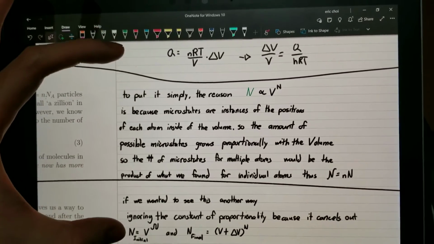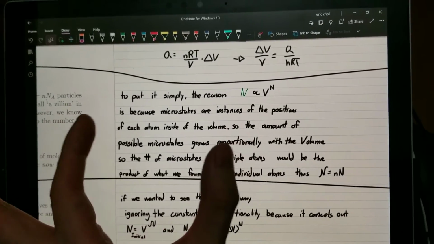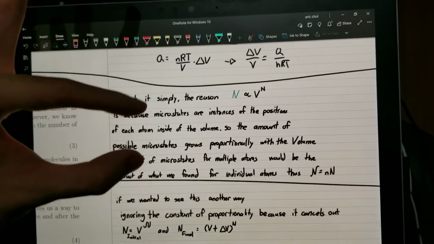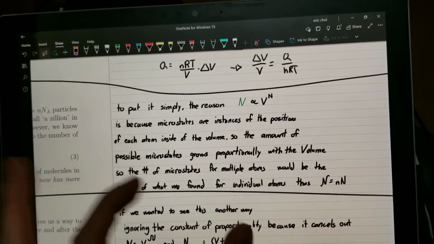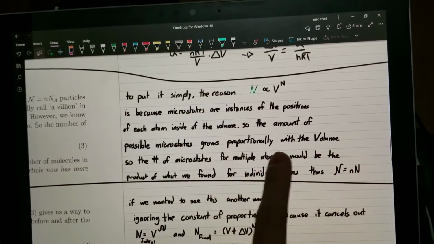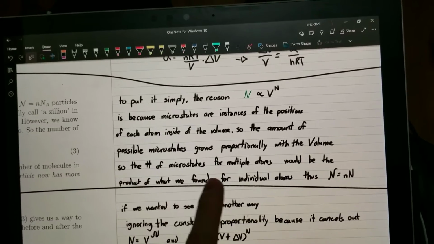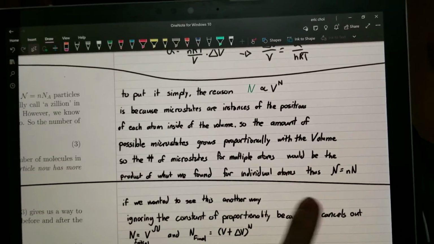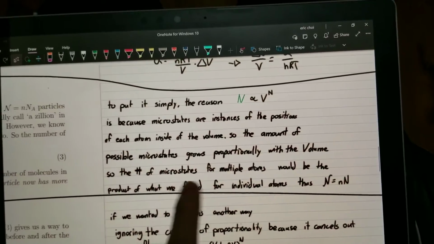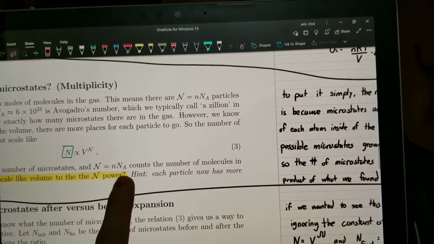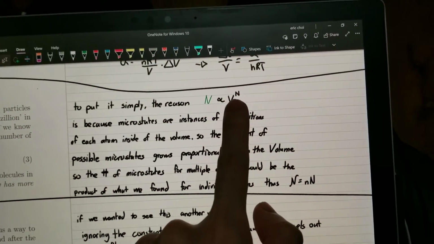But if it was this big and maybe this wide, as opposed to the previous one where it's this small and this small, there's a lot more combinations of where the atoms can go. So the possible microstates grow proportionally with the volume, so the number of microstates for multiple atoms should be the product of what we found for individual atoms. Thus, the curly n is proportional to the volume.